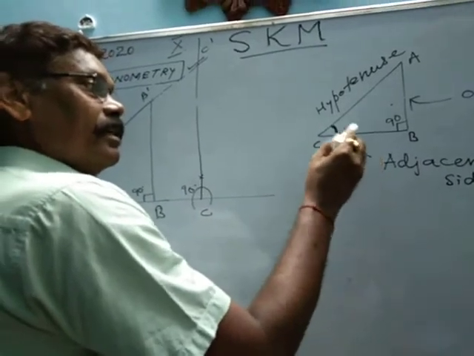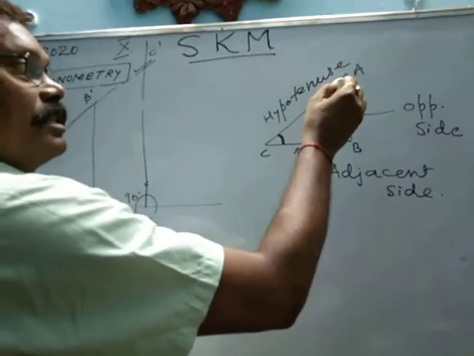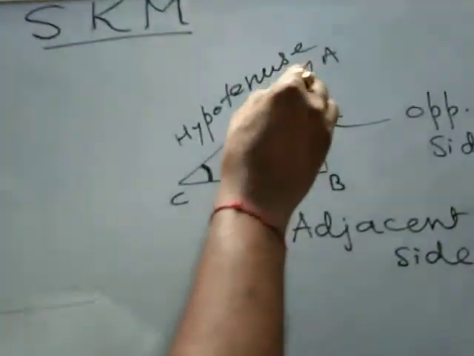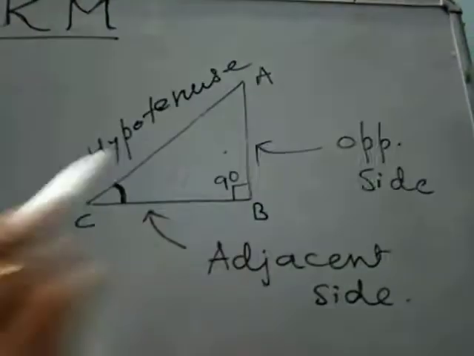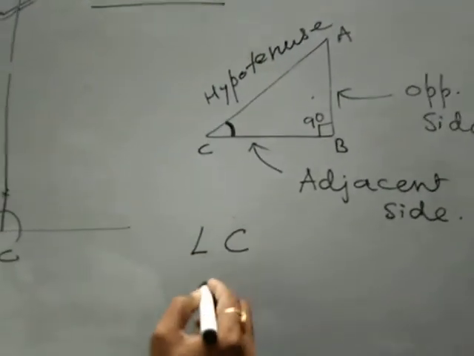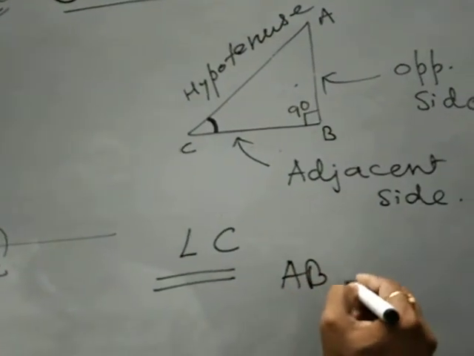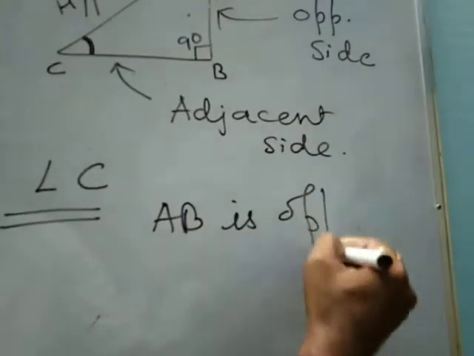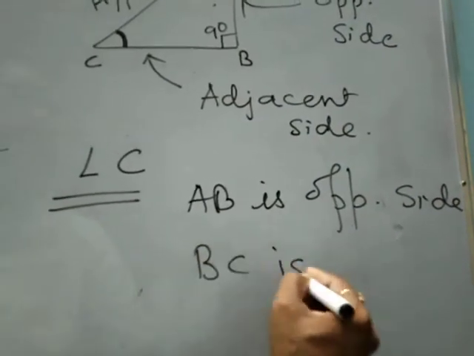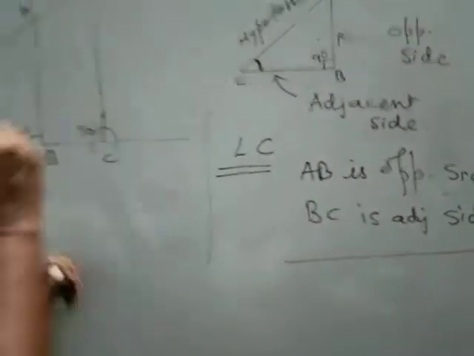So the best solution is that you remember this as, if you are talking about this angle, this is the adjacent side, and the thing exactly in front is the opposite side. If you talk about this angle, in front of it is this, so we will call it opposite, and for this angle A, this side AB will be adjacent. So if I say about angle C, then in this case AB is the opposite side and BC is the adjacent side. Remember this.